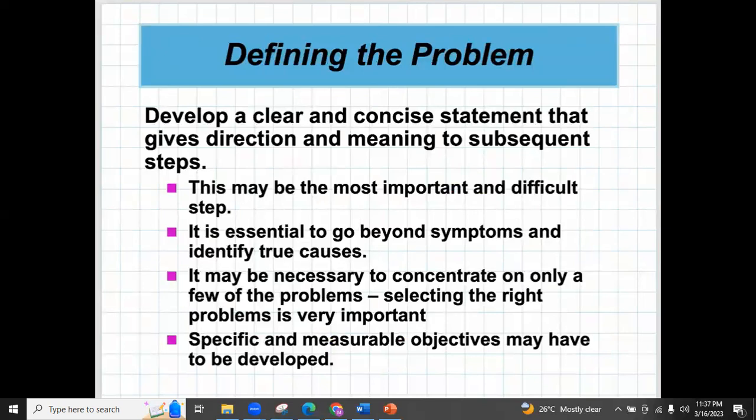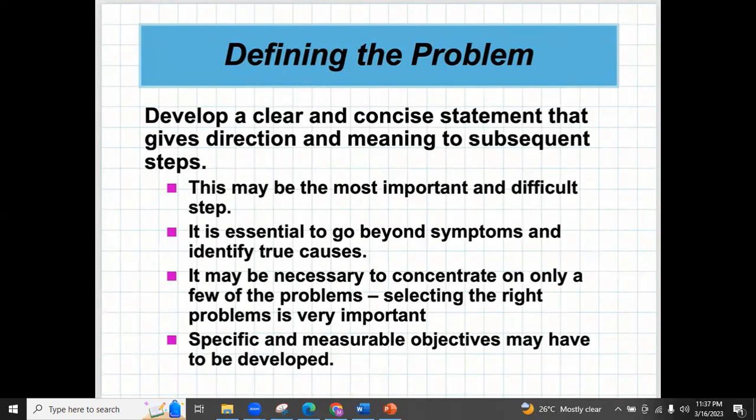Even in this slide, it says it must be the most important and difficult step: crafting your statement. What are we trying to solve? What are the parameters? What are the assumptions? What are we trying to solve? And also, what we are not trying to solve.